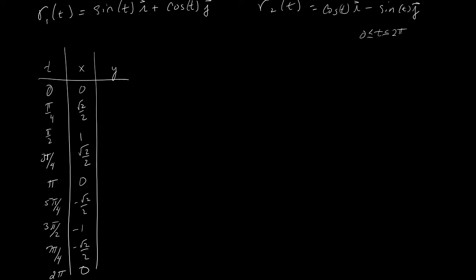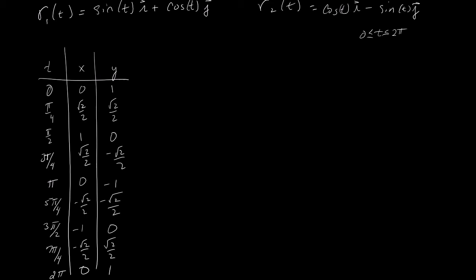Cosine will follow its pattern. So cosine of 0 is 1. Then root 2 over 2, 0, negative root 2 over 2, negative 1, negative root 2 over 2. Back to 0, positive root 2 over 2, and then back to 1.